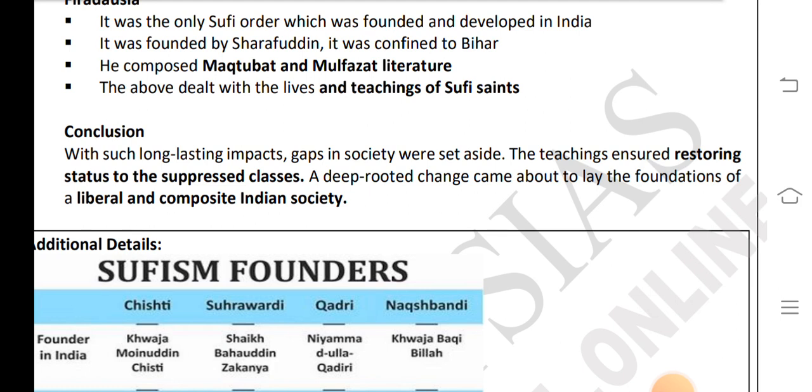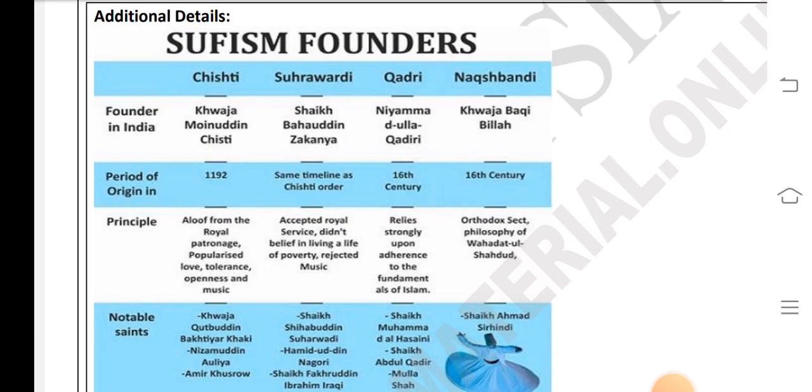Conclusion. With such long-lasting impact on society, caste barriers were set aside and the teachings ensured restoring status to the suppressed classes. Deep-rooted change came about to lay the foundations of a liberal and composite Indian society. Sufism founders.